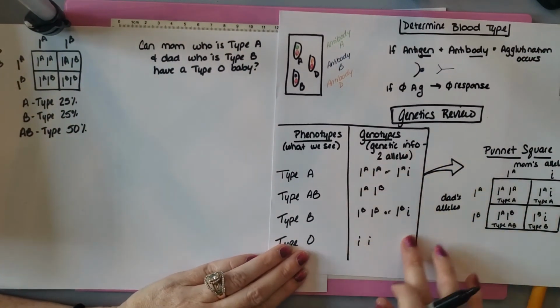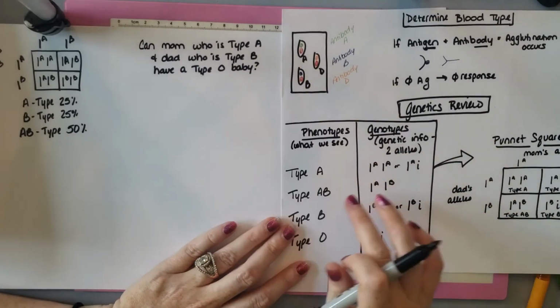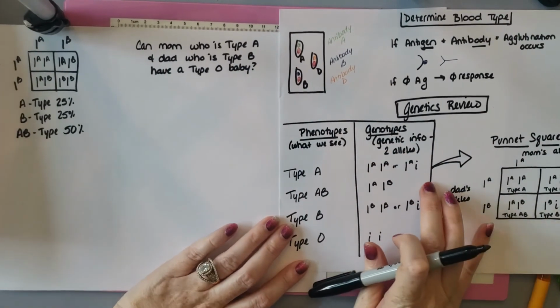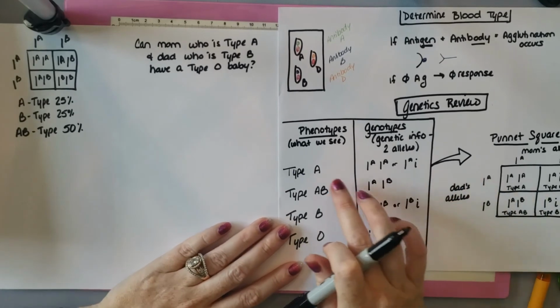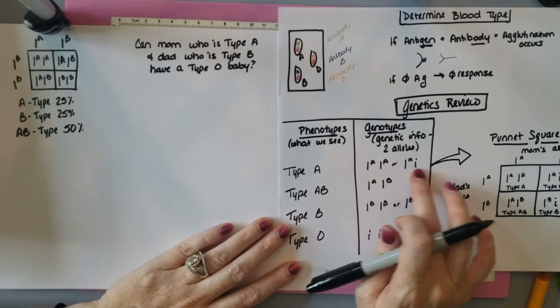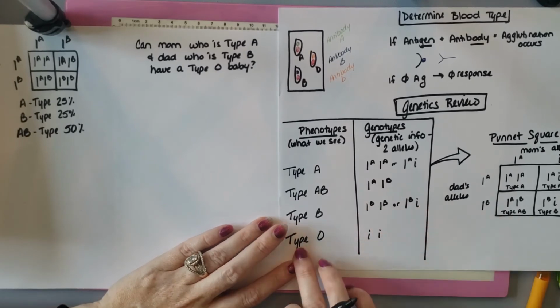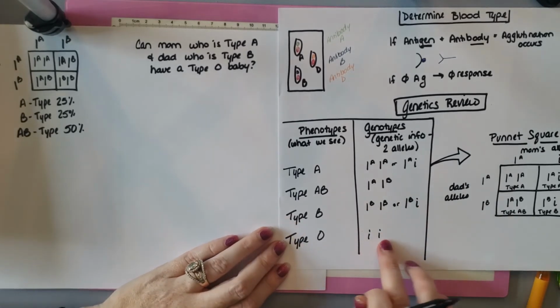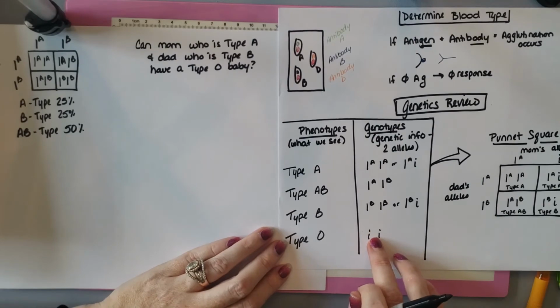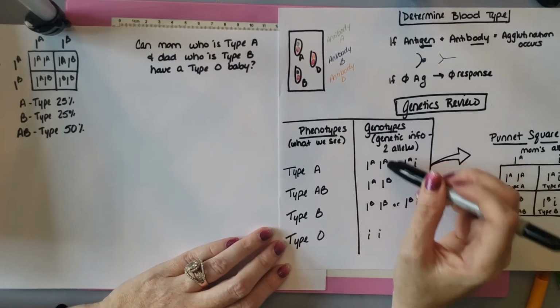So here are the different options. So for type A, I wonder if you can see it. Yeah, good. So for type A, you know that it's either this or this. For type B, you know it can be either this or this. But in order for the baby to be type O, you need two little i's. So you know it can't be here and it can't be this.